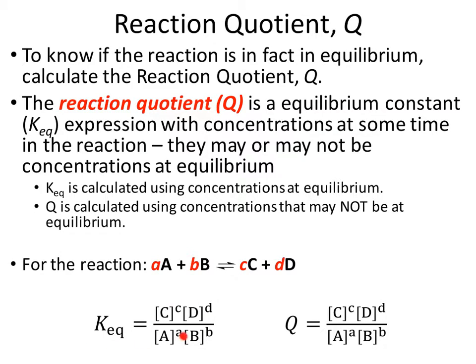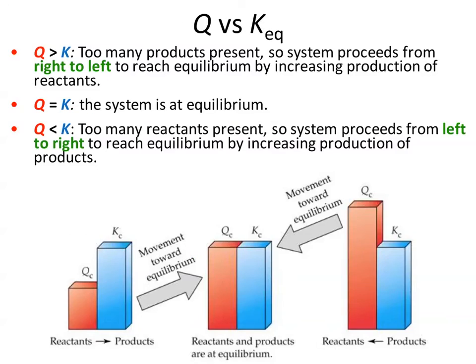These are concentrations taken at equilibrium. These are concentrations taken at random sometime during the progress. If they equal the same, the reaction's at equilibrium. If they're not, they're somewhere in progress of attaining equilibrium. So what does the magnitude of Q and K tell us?